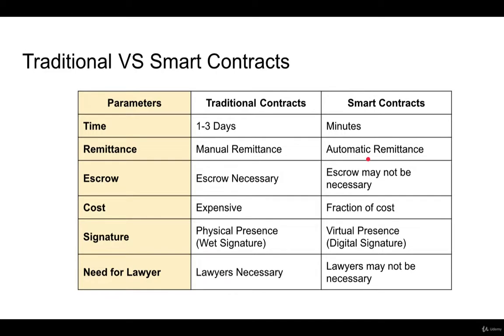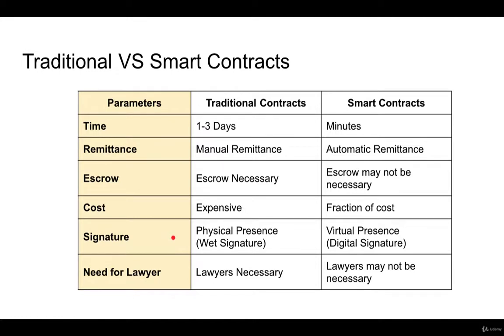be taken care of. Escrow is necessary in case of traditional contract, but in smart contract it's a part of the contract, so you don't require it externally. Traditional contracts become expensive because of the people involved and the way the documentation will have to be done, while in smart contracts it's hardly a fraction of the cost.